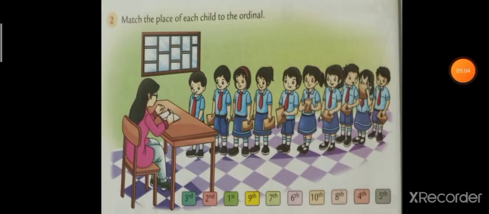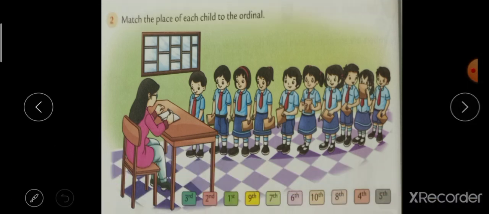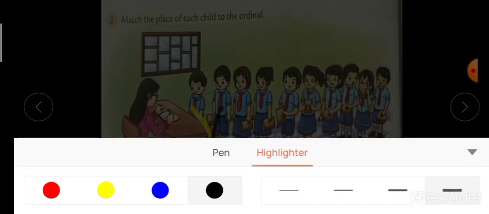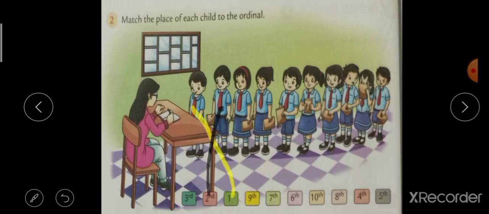Now question number 2 says match the place of each child to the ordinal. Okay, now we have to match. Let us see this. Now this boy is standing first, isn't it? So we will match it to first number. Okay, then we have second. This boy is standing second, isn't it? Second. Then here we have third. Okay, third is here.